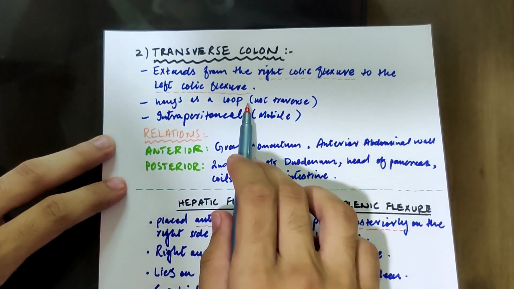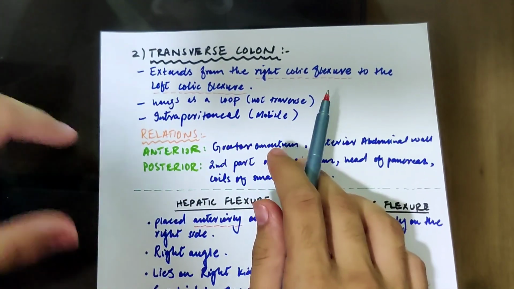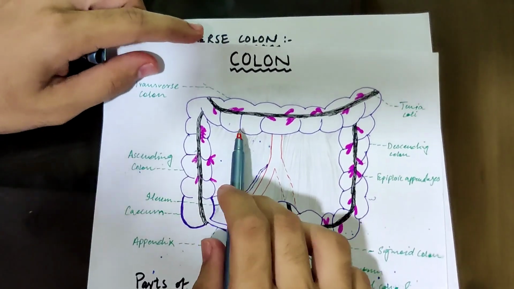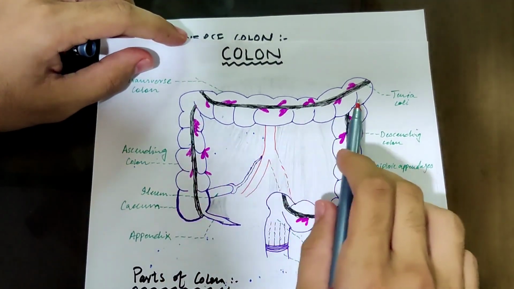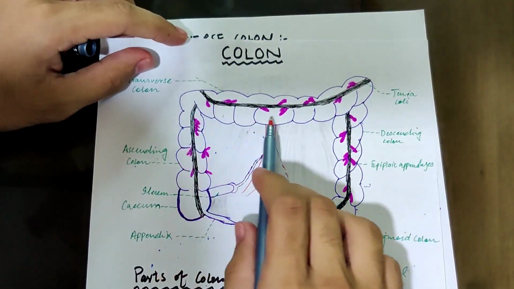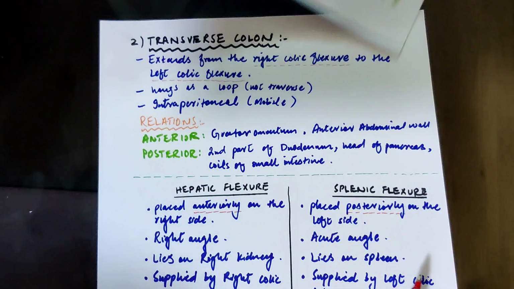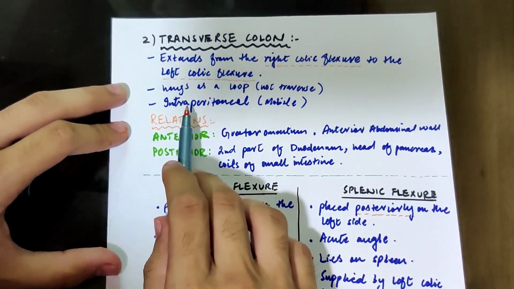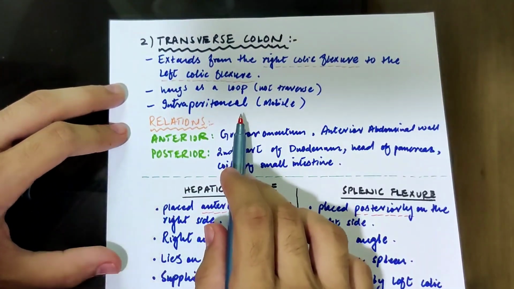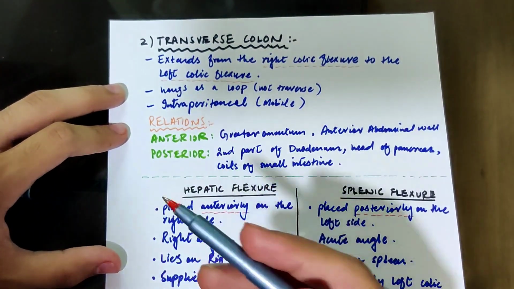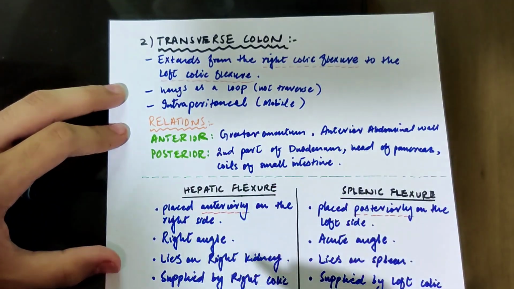It hangs as a loop and is not transverse. We saw in the diagram that the transverse colon was not straight or transverse. It was basically hanging like a loop, and it is intraperitoneal, meaning that the peritoneum is covering it from both sides, in front and behind.